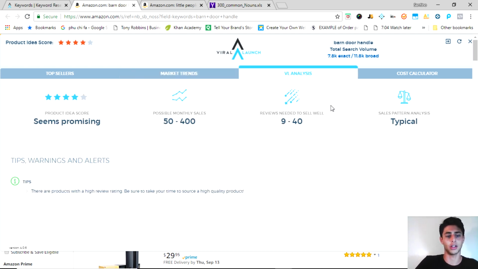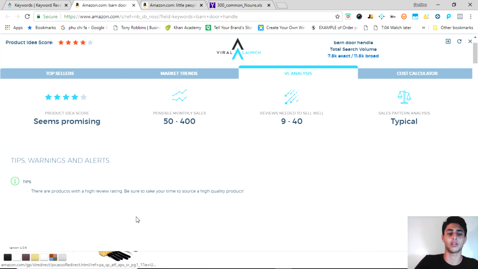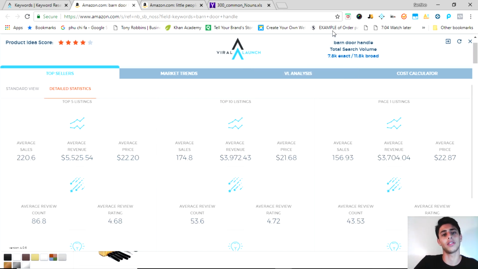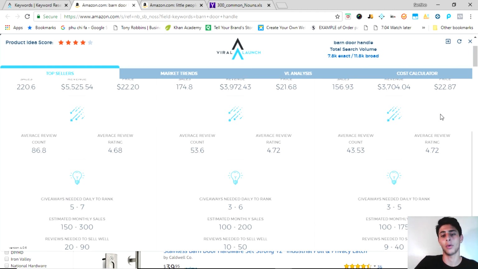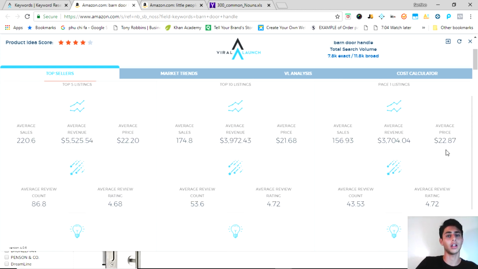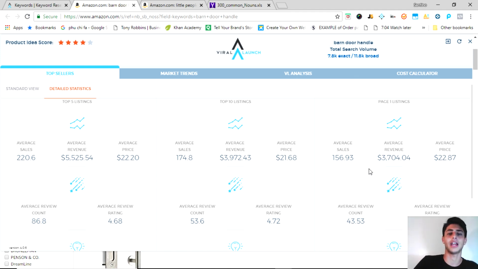Looking at the Viral Launch analysis, it's saying there are products with a high review rating. Be sure to take your time to source a high quality product. So what that means is, on average for these products, they're getting not high reviews, but high review ratings. So the rating is 4.72 stars on average for page one, which means that a lot of products are getting 5 stars. So you want to make sure that if you were to compete in this market, you would get a product that is very high quality, to make sure that you're going to be getting high reviews as well. So, right off the bat, this actually looks like a great potential market to tap into.